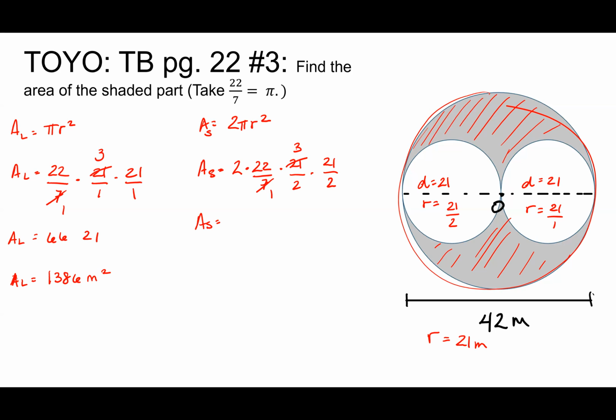What else can I cross-cancel? Ainsley. Yep, the 2 and the 22, so that's an 11. What else can I cross-cancel? Tala. The 2 and the 2. And now I just have 11 times 3, which is 33, times 21. Oh, I bet you guys can see that that 33 is half of 66. So our answer here for the area of the small circles is going to be half of what we just found, isn't it? Okay, so what's the area of the 2 small circles together?